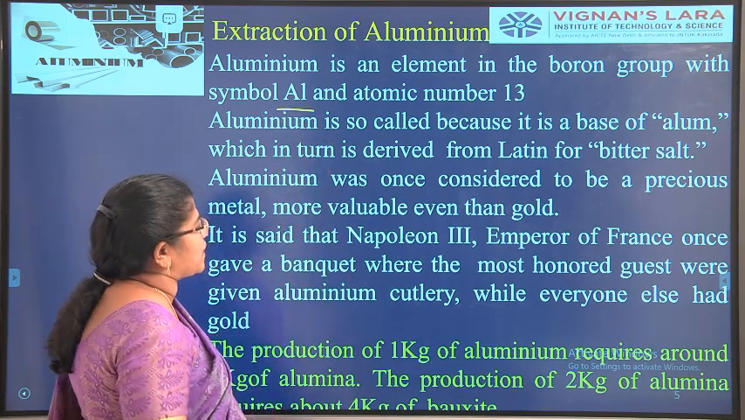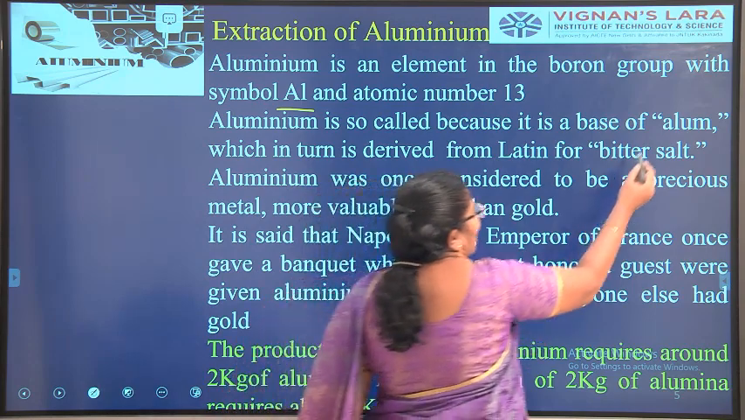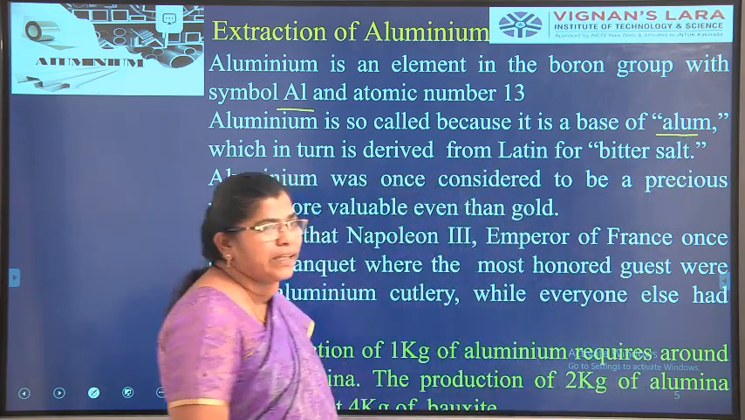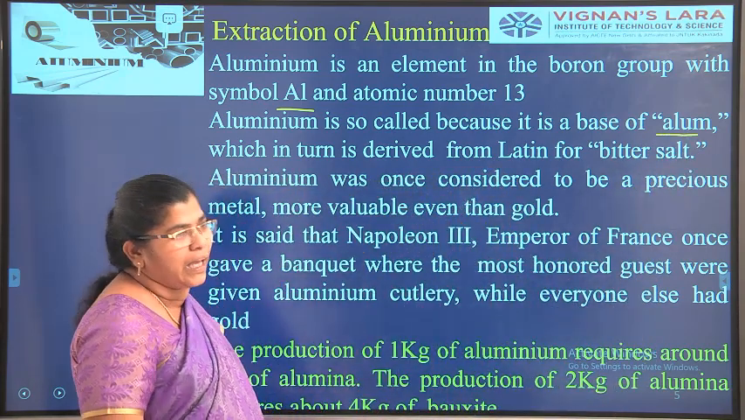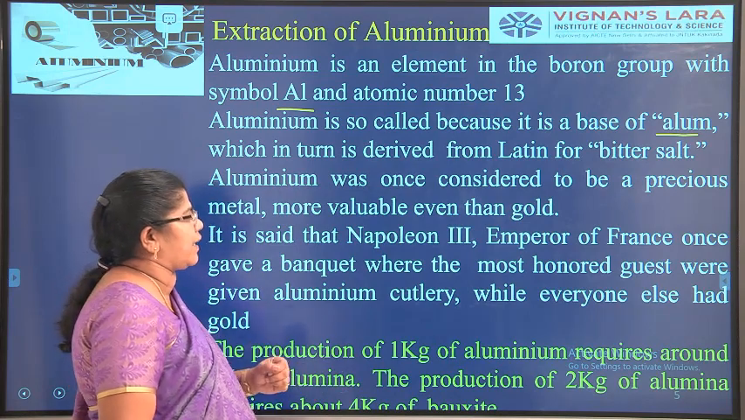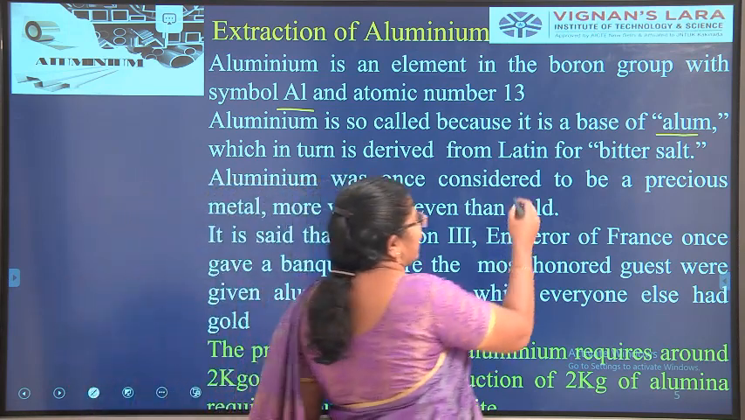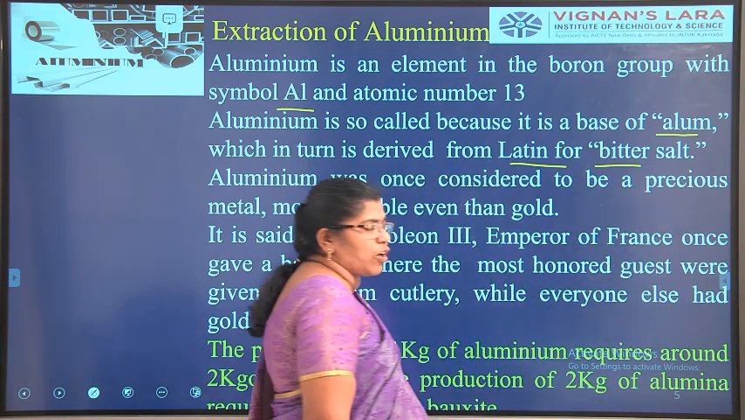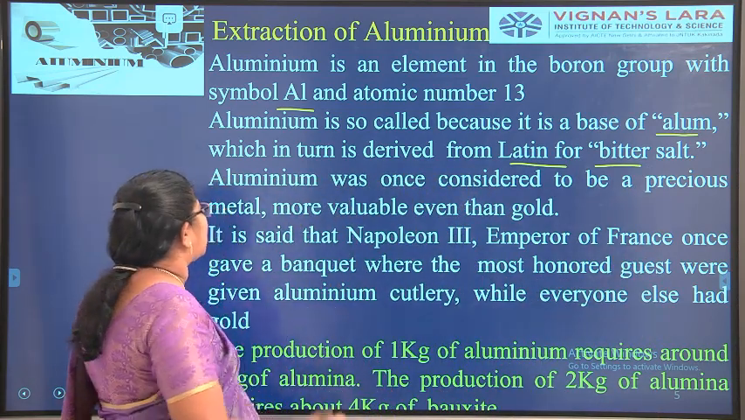Why it is called so: it is a base of alum. Alum is nothing but the clay particles. From the clay particles, this aluminum oxide is taken, and from the Latin it is called the bitter salt. Aluminum is called the bitter salt.